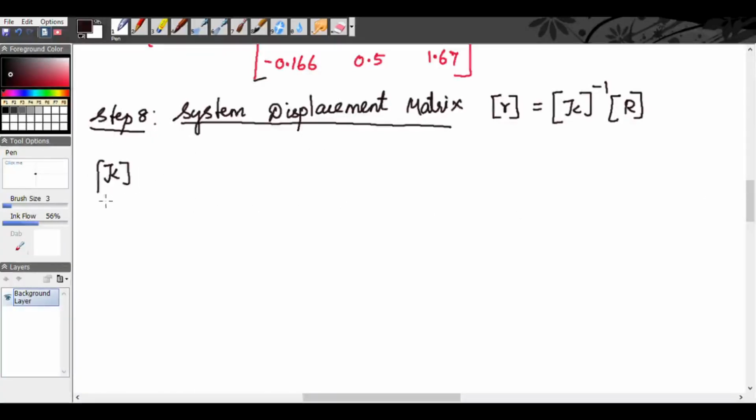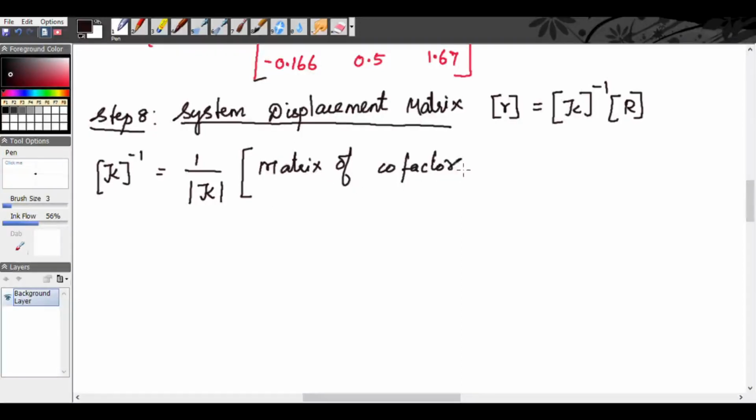Capital K inverse will be equal to 1 by the determinant of K, into the matrix of cofactors of K transpose. You have to determine the determinant of the K matrix, take the K transpose, then find the cofactors of all the elements in K transpose. That is your K inverse matrix.